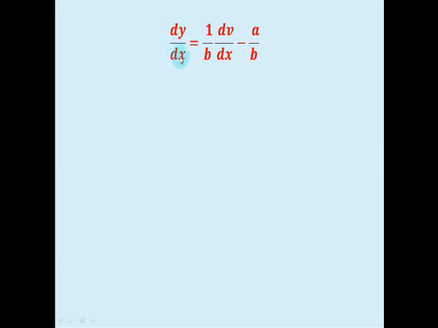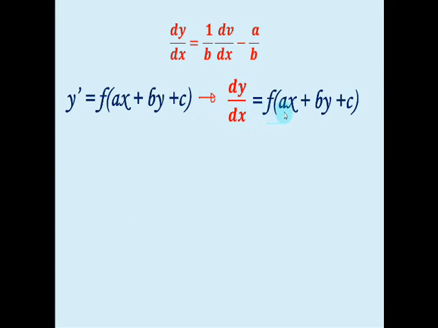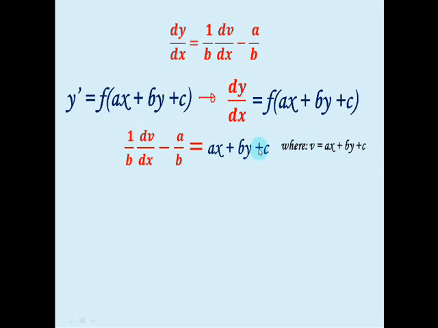So we already got this equation, and knowing that y prime is equal to f of ax plus by plus c, we can also rewrite this in the form dy over dx equals f of ax plus by plus c. Then knowing that this dy dx is equal to these terms, we can write it like this, and knowing that ax plus by plus c is equal to v, we can substitute these whole terms as v. So the equation becomes 1 over b dv over dx minus a over b equals v. By transposing these terms to the other side, we can have this.